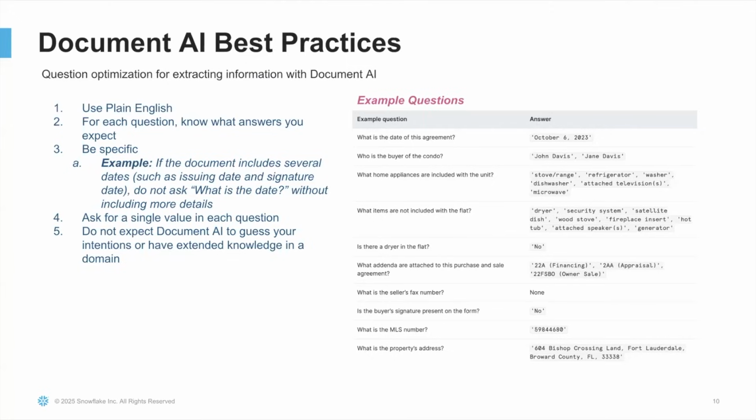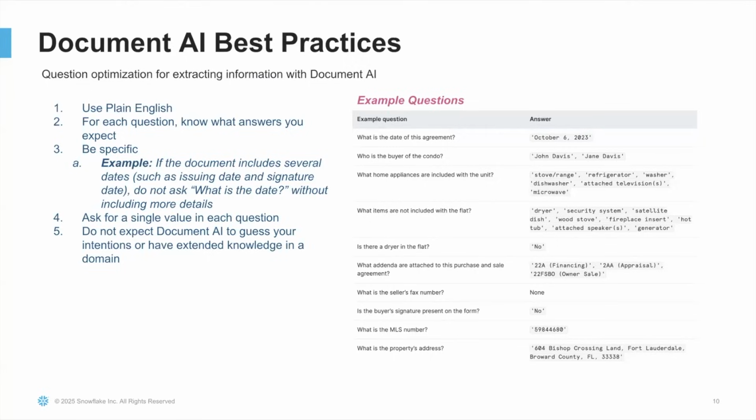Also, let's say you have a date column or something that there might be multiple of, make sure you're specific enough where it knows what date to pull. For example, if you have an issuing date and a specific date, don't just ask what is the date without including additional details. Also, another point is that you want to ask for a single value in each question. So, you really want to split up your questions in terms of granularity to make sure you're not asking for too much information in just one question.